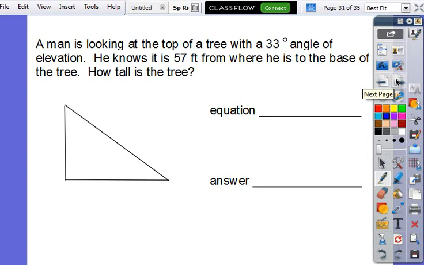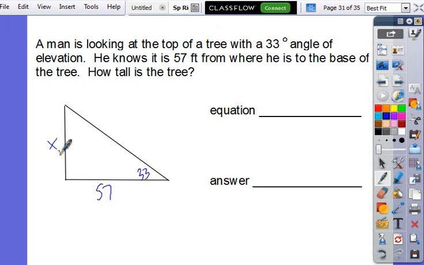Where do we always put angle of elevation? In the corner. So I'm going to take that 33 and put it in that bottom corner. That's automatic. It says he is 57 feet from where he is to the base of the tree. Base always goes on the bottom. If it says base, put it in the bottom. How tall is the tree? 90% of the time, if it says how tall, we're going on that height on the side.